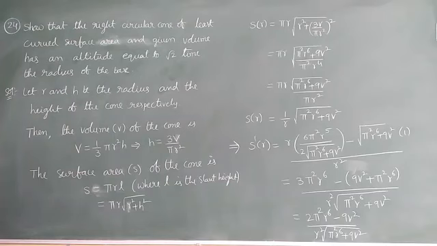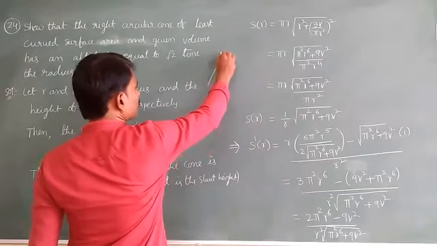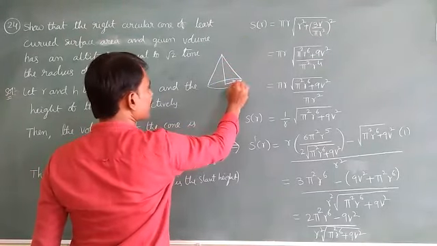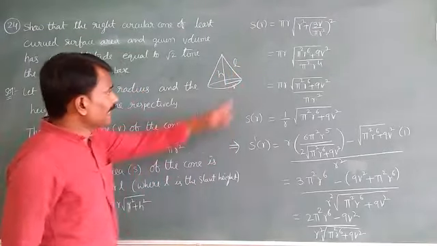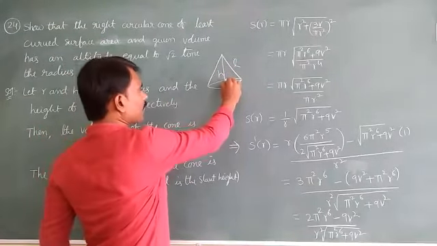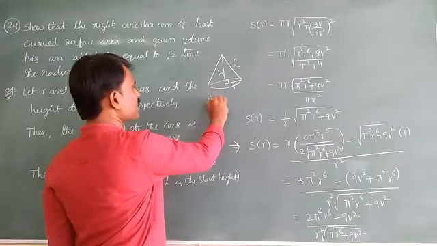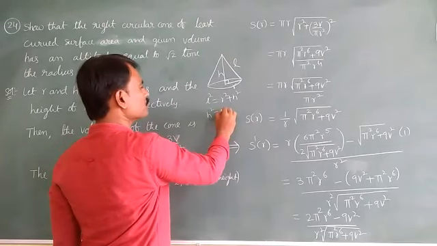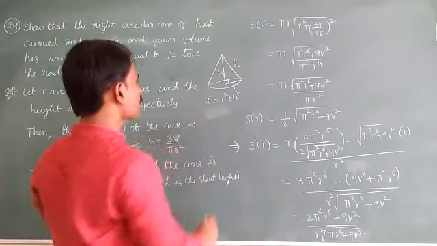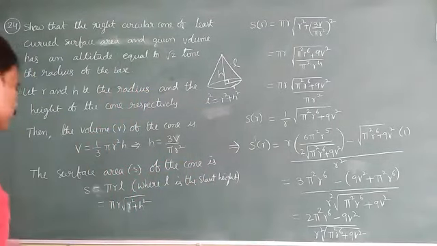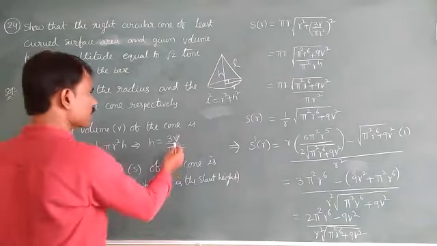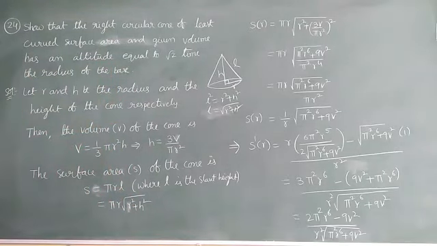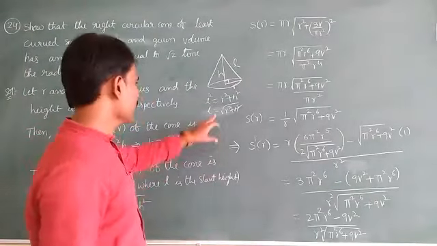That means, observe it, suppose you consider a cone. This is the base radius, this is the height and this is L. L is the slant height. And it looks like a right angle triangle. Right angle triangle means L square is equal to R square plus H square, and H square is equal to L square minus R square. Actually, sorry. Here L is there now. L means square root of R square plus H square.